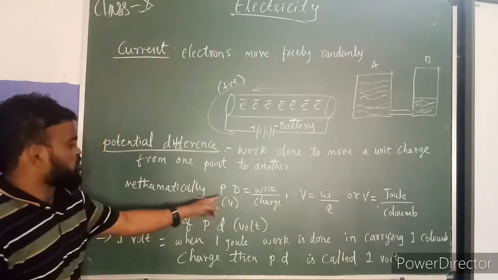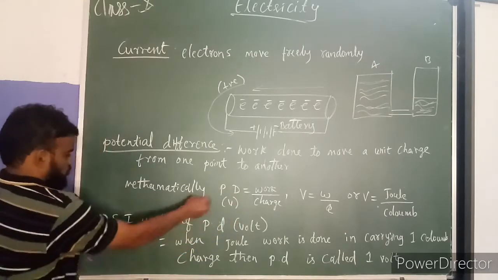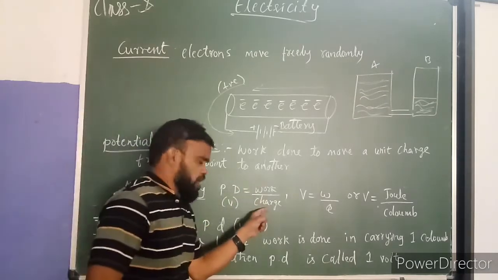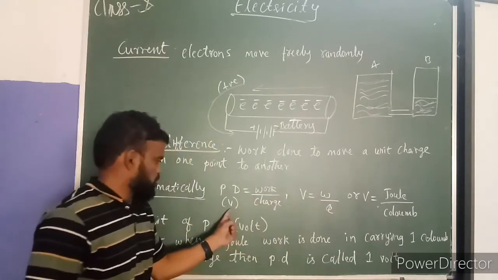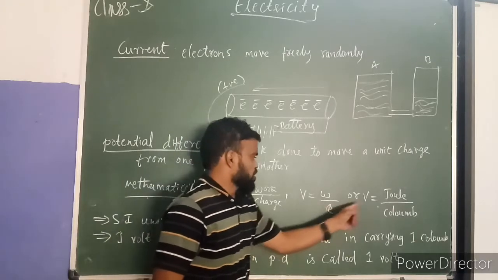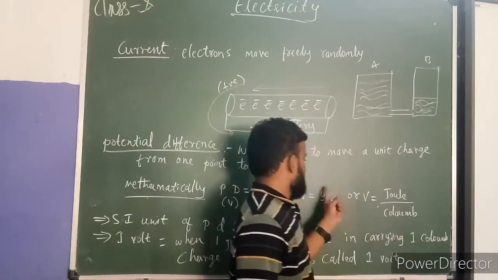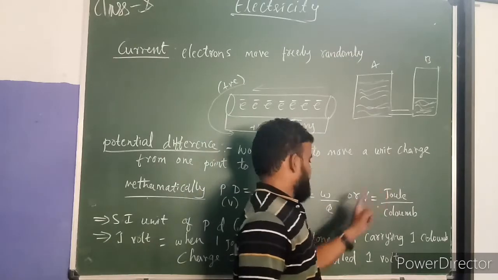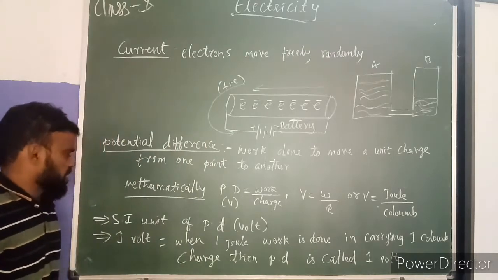Mathematically, the potential difference, that is PD, that is volt. Work by charge. W is work and Q is charge. V is equal to W by Q. The unit we can also write: V is equal to joule by coulomb. Work done is in joule, and charge is in coulomb, which can be positive and negative.